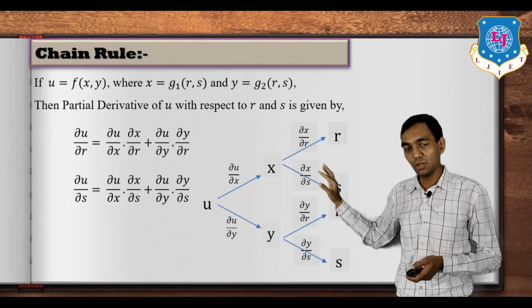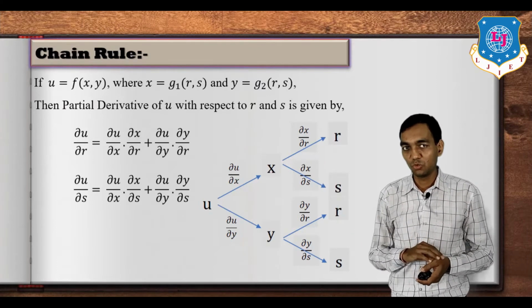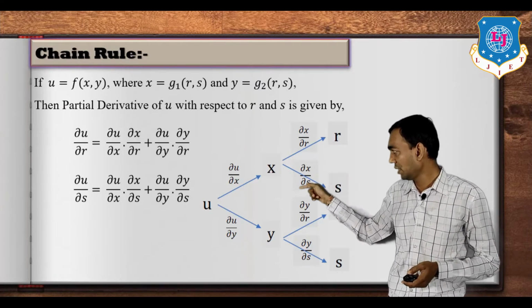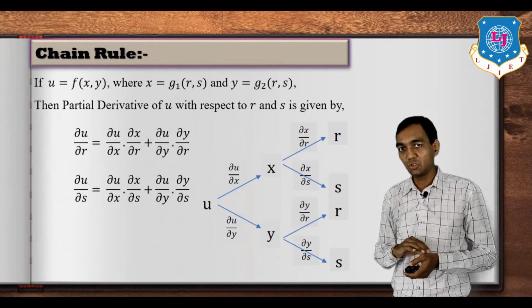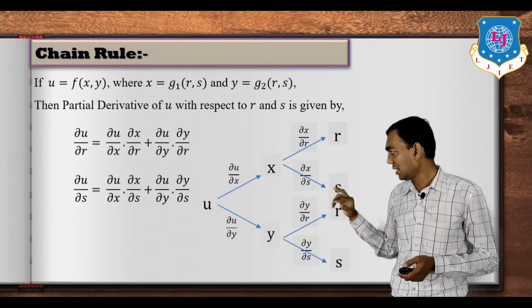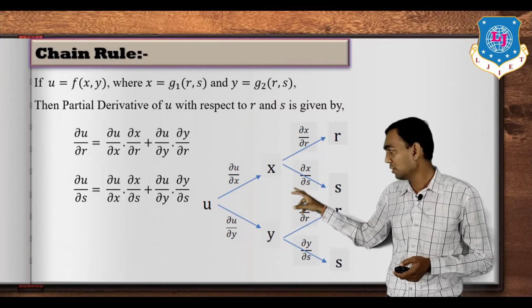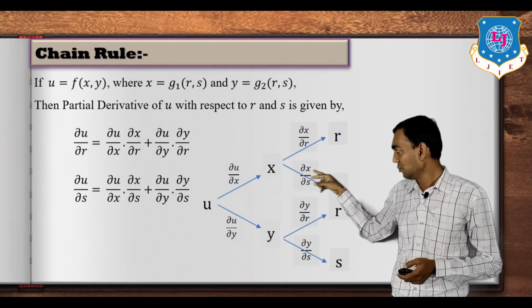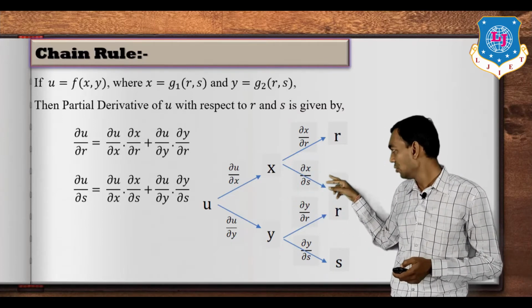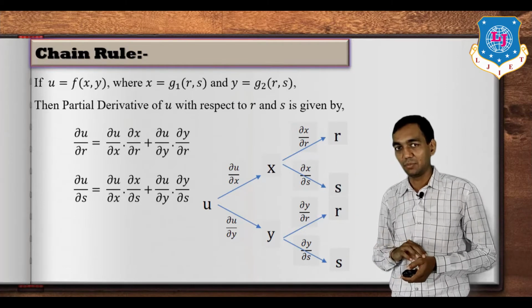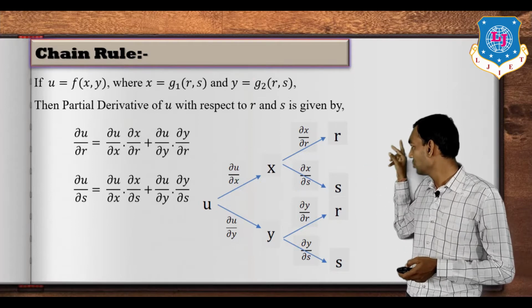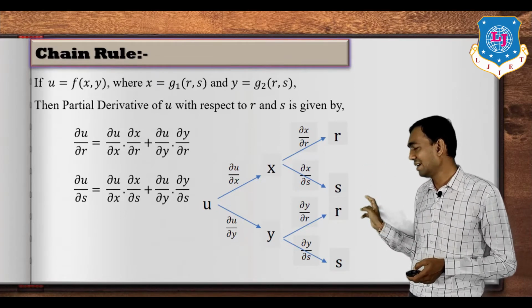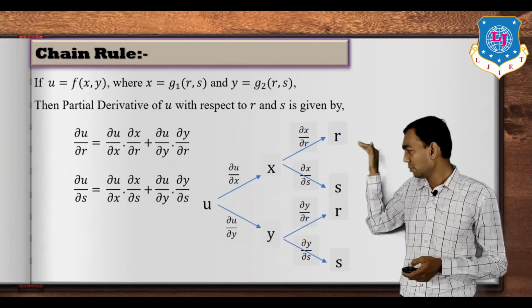That means now you cannot find the total derivative. So either you have to differentiate u with respect to r or you have to differentiate u with respect to s. Okay, so the partial derivative of u with respect to r, that is del u upon del r, is given by del u by del x into del x by del r plus del u by del y into del y by del r. Because see, you have two paths. First one is from u to x, x to r. Second one is from u to y, y to r. Okay, and you have to add them both.